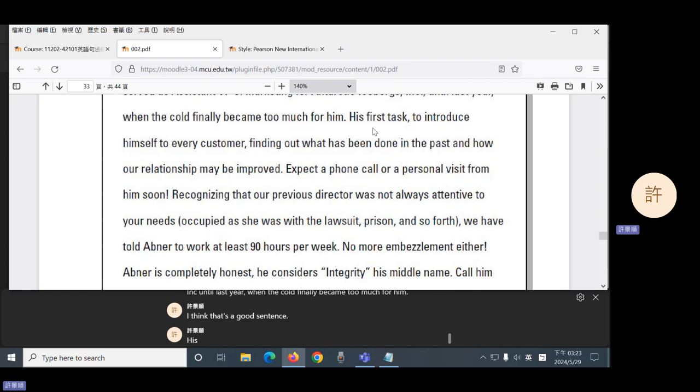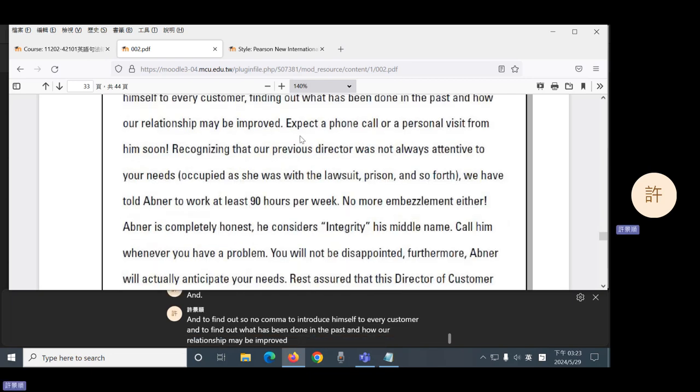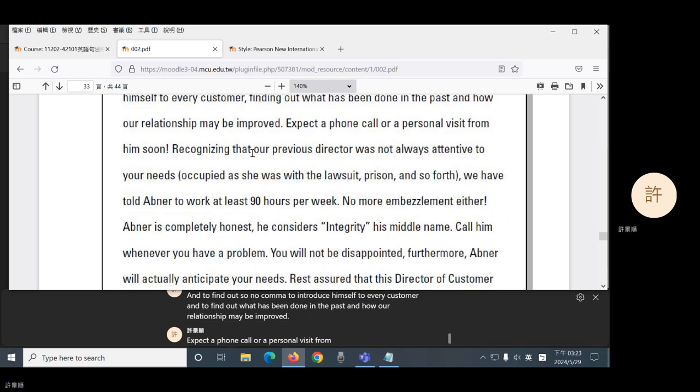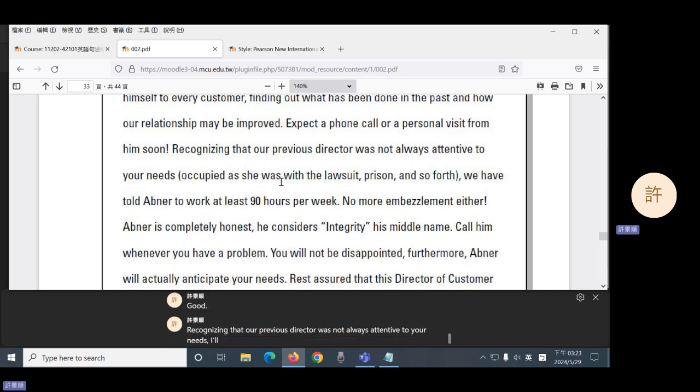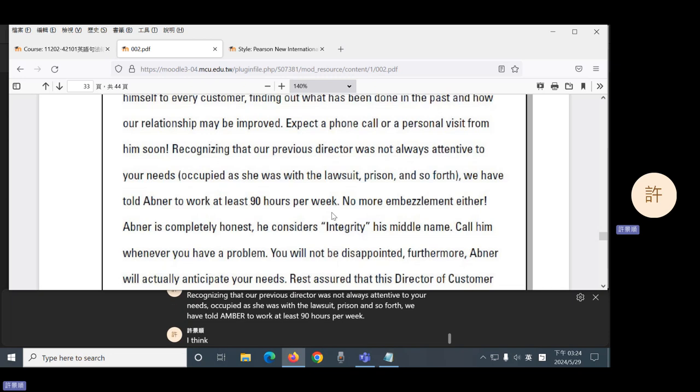"His first task is to introduce himself to every customer and to find out what has been done in the past and how our relationship may be improved." So no comma. "Expect a phone call or a personal visit from him soon." Good. "Recognizing that our previous director was not always attentive to your needs, occupied as she was with the lawsuit, prison, and so forth, we have told Abner to work at least 90 hours per week." I think that's a good sentence.